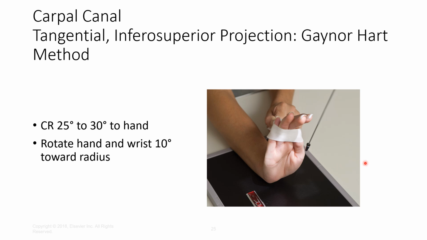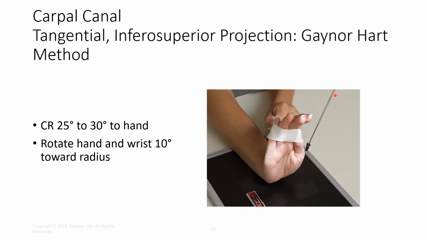Okay, you don't want to do this if the patient has any wrist trauma, obviously, but you would place the patient's wrist on the IR. You would ask the patient to hyperextend their wrist or dorsiflex as far as they can. Ideally, you're trying to get this 90 degrees to the IR. You want their fingers and hand perpendicular to the IR.